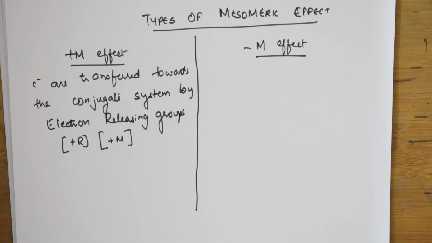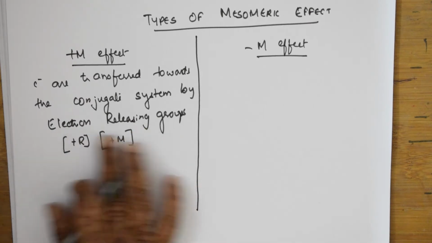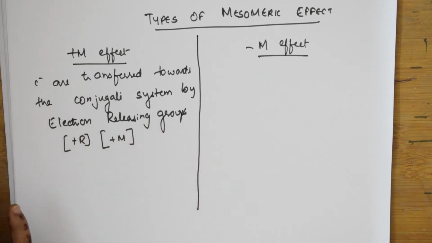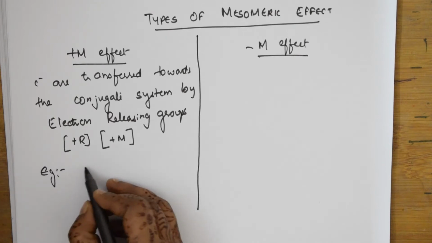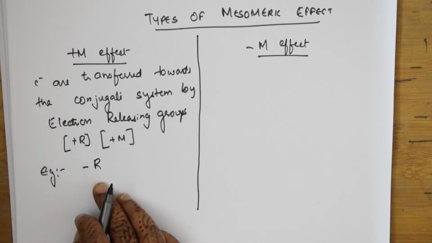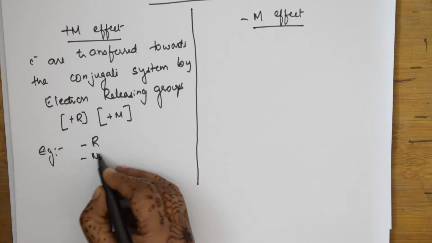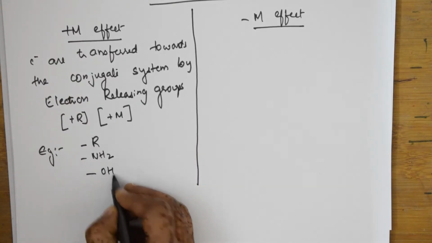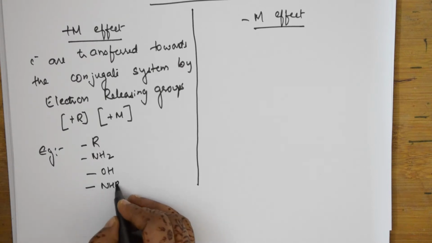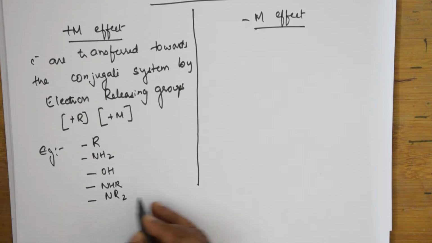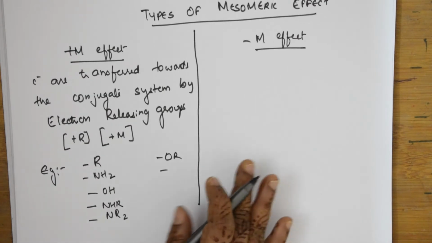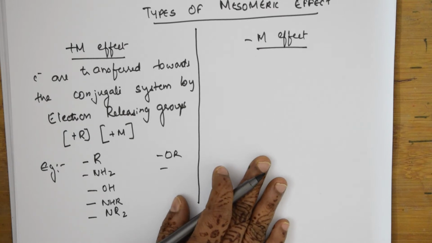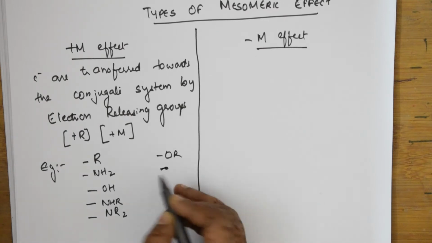Okay, what are the examples? Means here electrons will be transferring towards the conjugate systems. Which one will do this work? Electron releasing groups will do this work. Right? For example, alkyl groups are electron releasing. NH2 electron releasing, OH electron releasing, NHR are electron releasing, NR2 electron releasing, and OR electron releasing. Okay, right? Fine. So all these examples are electron releasing groups.